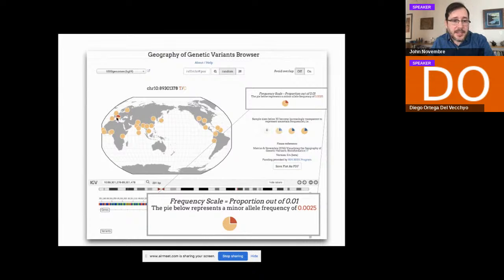This variant then is at about 0.5% in just one population in Europe from the 1,000 Genomes data, okay?